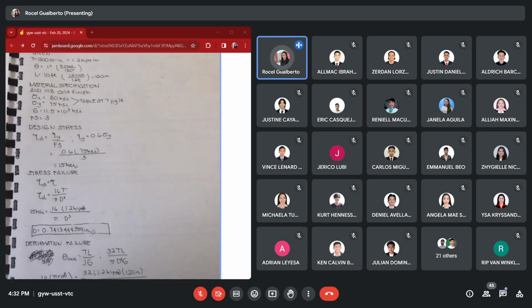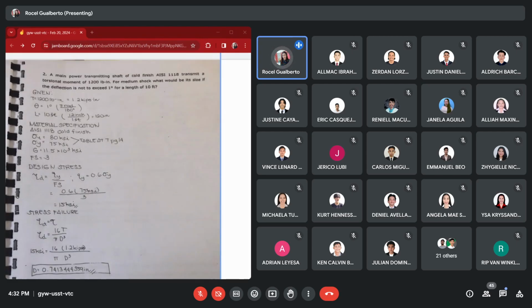But then on the factor of safety, ano po ang kulang natin ditong ilagay? You have to include here the conditions. Ano yung conditions? The type of load, medium shock. Ano pa? Based on the yield. Basis of design is based on yield. Why? This is a ductile material. So yun po yung dapat nandun na tatlo.